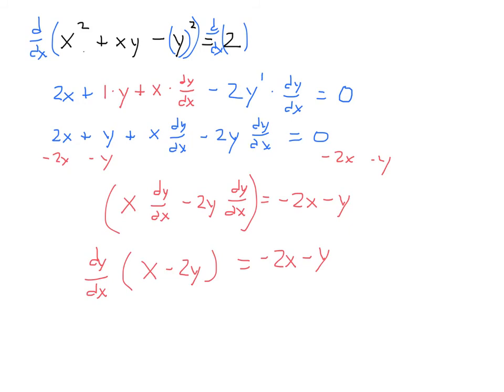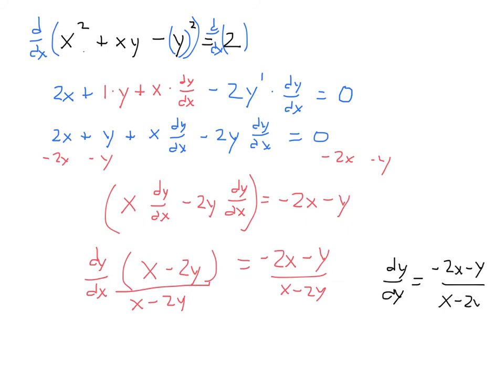And the last thing that I need to do is solve for dy/dx, so I'm going to divide everything by the x minus 2y. And so my final answer is going to be that dy/dx is equal to negative 2x minus y over x minus 2y. That would be the derivative of that implicit function, implicit relationship.